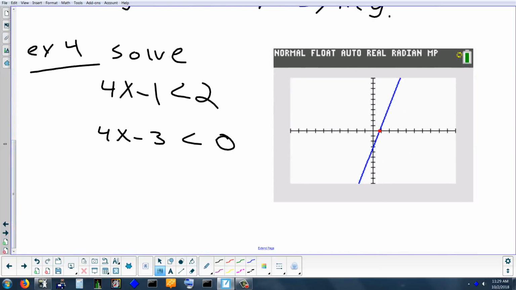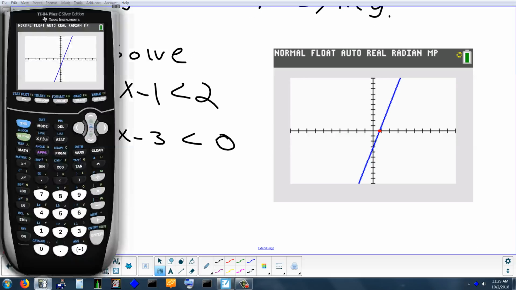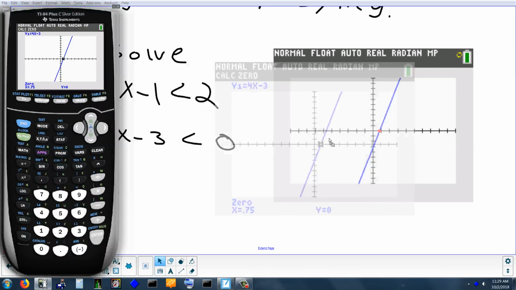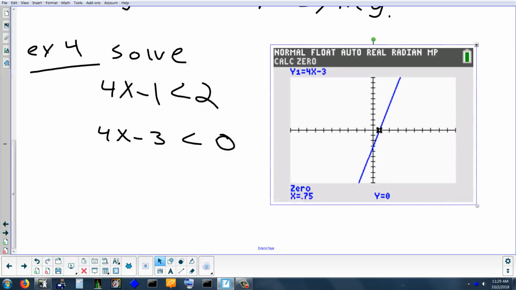Now, I can solve this one quicker in my head just by adding 3 and dividing by 4. So it's going to be at 3/4. But some of them might be a little more complicated. So let's calculate the 0. Pick a value to the left. Pick a value to the right. And do your guess. Okay, I'm going to replace that with this one. So there's your 0. It's at 0.75.